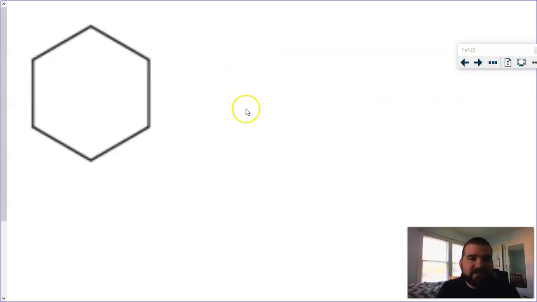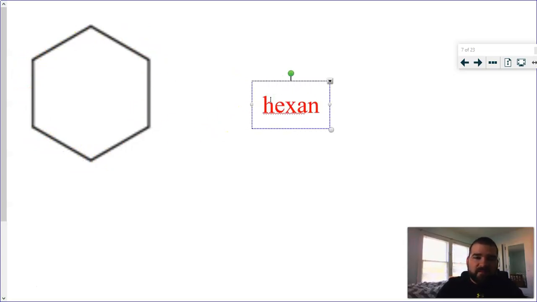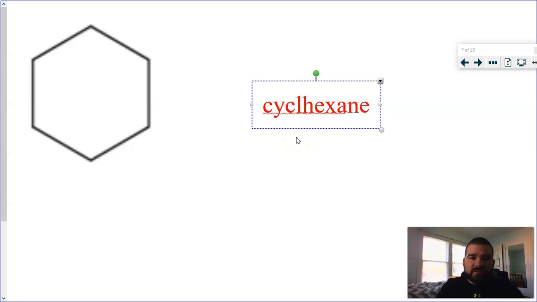All right, a hexagon. That's geometry. This has 1, 2, 3, 4, 5, 6 carbons, which would be hexane. There's no double bonds, no triple bonds, no other anything. This is just carbons and hydrogens. Again, the hydrogens are all hidden, but they're there. So if it's a ring, all we need to do is use the prefix cyclo. Cyclohexane. That's it.